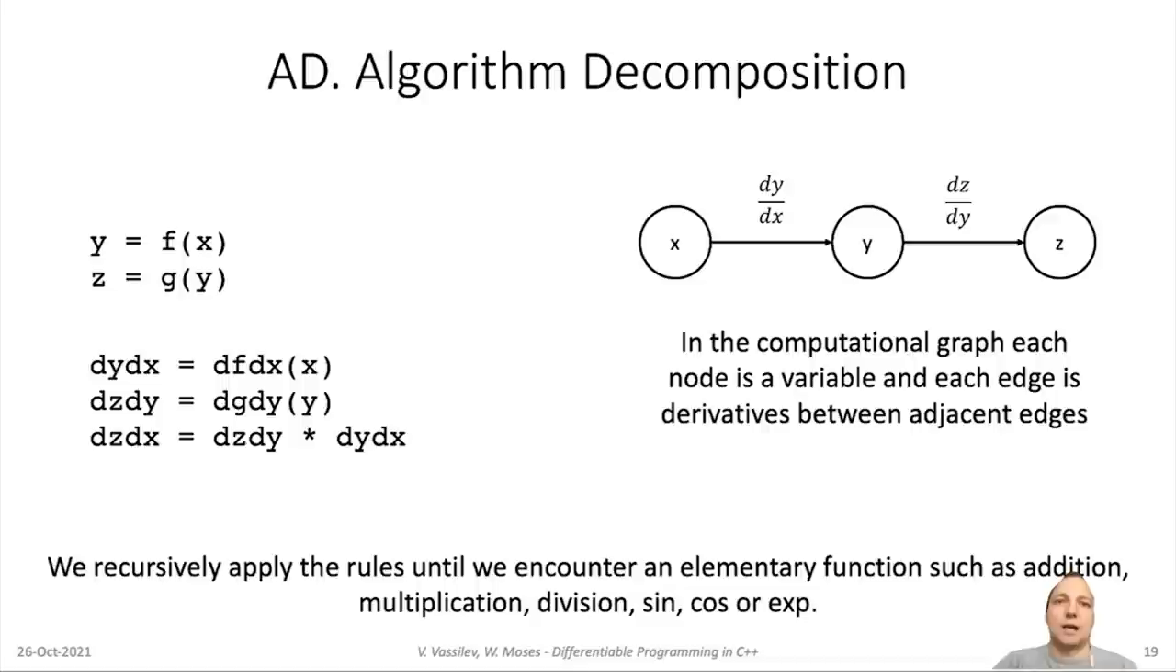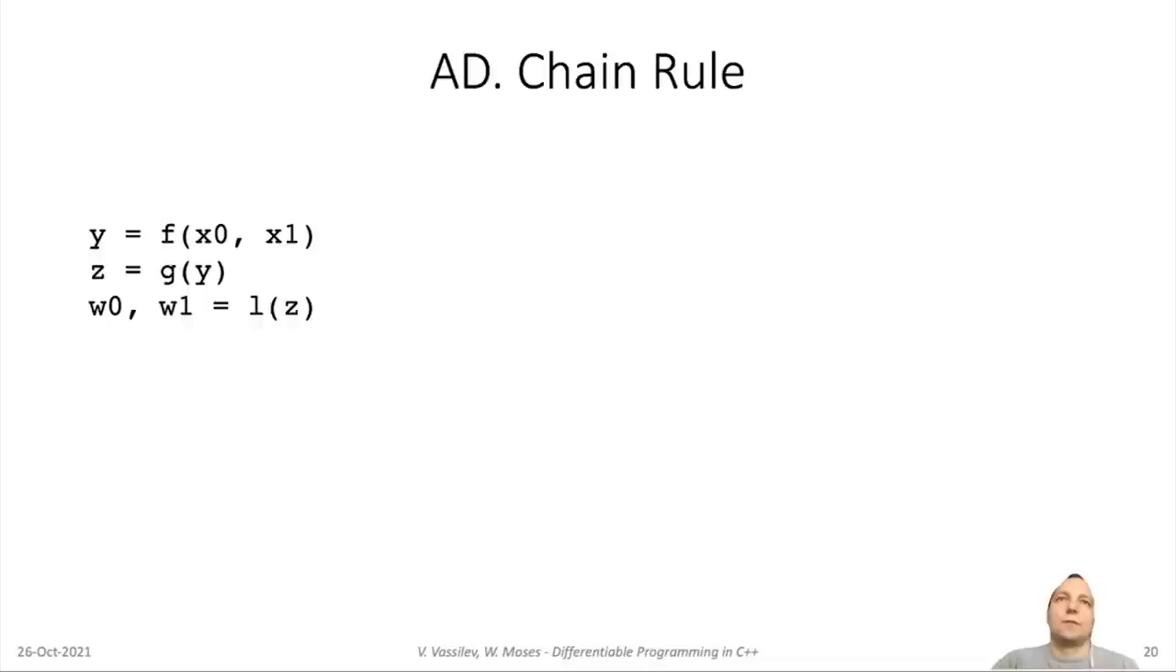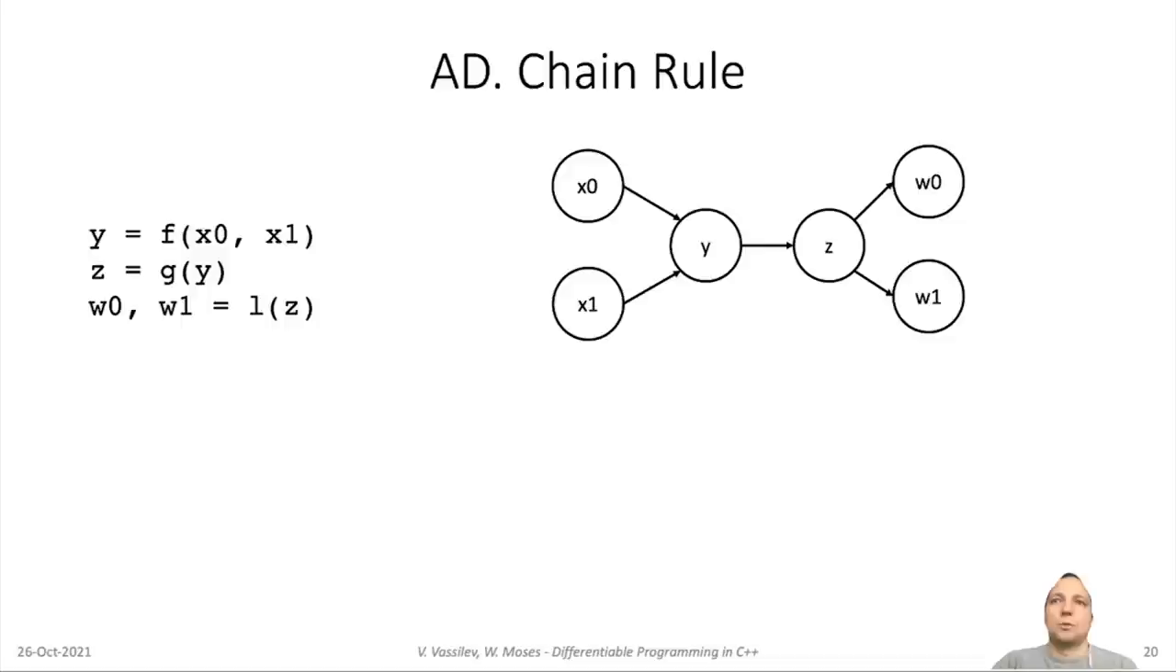In practice, functions can have many input and output parameters. Let's enhance our example a little bit. Our function f now takes two inputs, x0 and x1, and z has two outputs, w0 and w1. Let's draw the computational graph. We can notice that there are multiple paths to reach w0 and w1. The green arrows outline one such path.